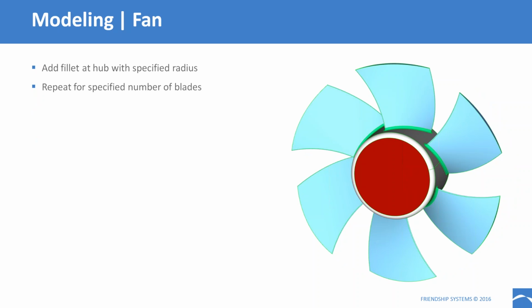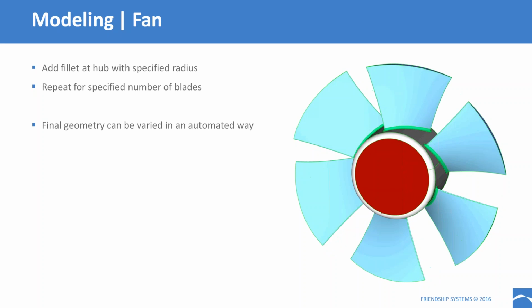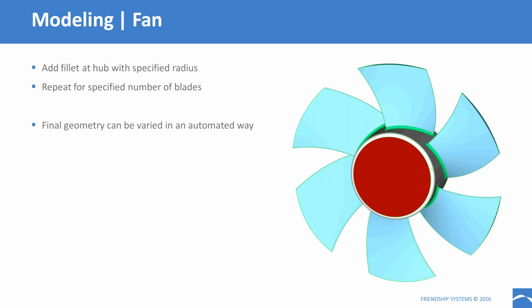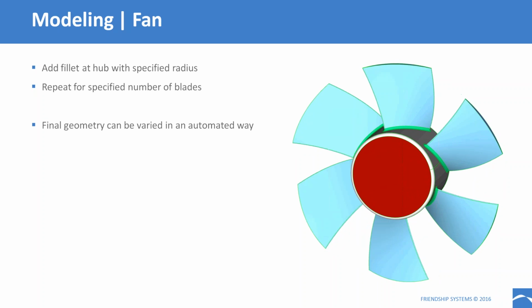Yeah, in the next step, we add the fillet at the root of the blade, so between the hub and the blade surface, with a specified radius that can be controlled, and we basically repeat the same process for the specified number of blades that we want to use. And this will give us the final model, and then we could go in and vary our geometry in a manual or in an automated way, as you can see here in the animation.